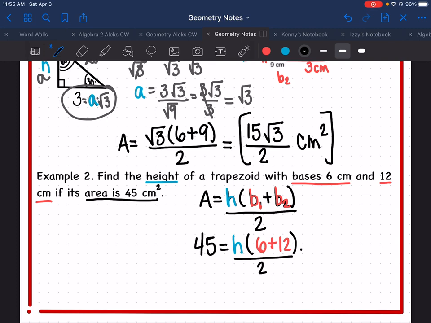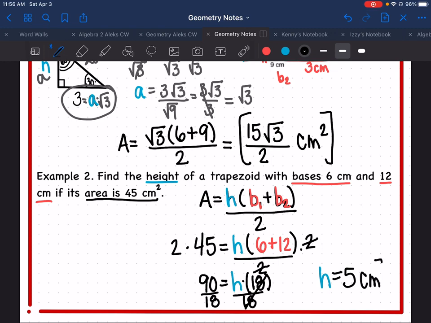So I'm going to multiply by 2 because we don't like a fraction. 45 times 2 is 90. I can add inside my parentheses. 6 plus 12 is 18. And remember, there's a multiplication. Parentheses always means that there's a multiplication. So all I have to do to find h is divide by 18. And 90 divided by 18 is 5. Now the height would not be centimeters squared. The height would simply be centimeters if I were to pick a unit.